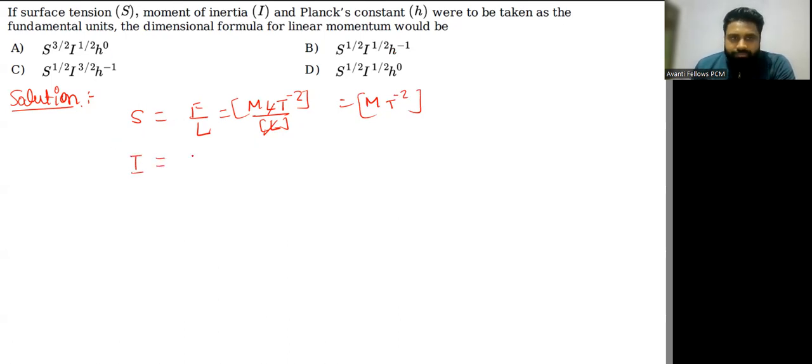The same goes for moment of inertia. Moment of inertia is mr square. M is mass. R is the length, which is given by L. So it is ml square.